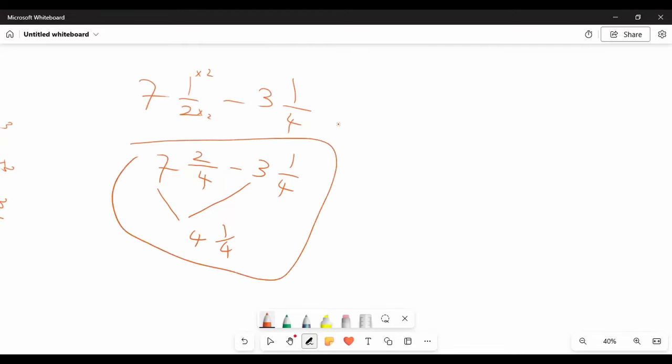If not the normal method, what we have to do is multiply this 7 by 2 and then add the one. It's going to be 15 over 2 minus 3 into 4, 12 plus 1, 13 over 4. And then we have to multiply this by 2. So it's going to be 30 over 2 minus, I'm sorry, 13 over 4 minus, and then we have to get the answer, 17 over 4. And then we have to do the mixed calculation.